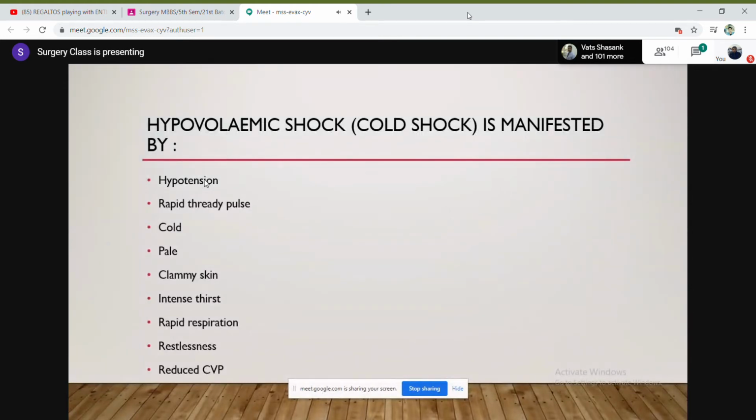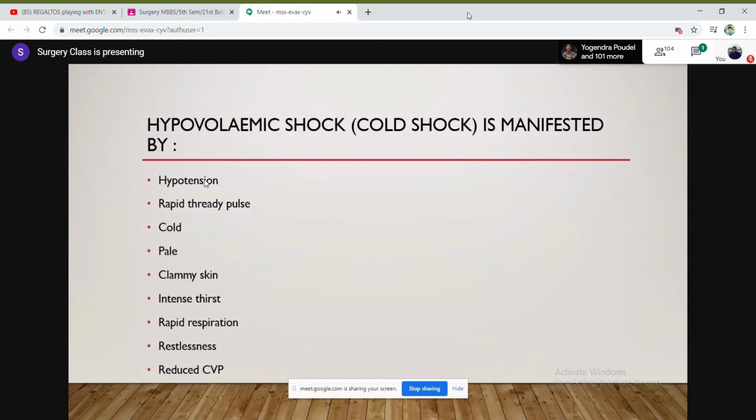There is a rapid thready pulse. The pulse is very feeble. There is so little volume, so it's very thready. And then cold. The patient is really cold because of circulation failure. Pale. The patient is very pale.